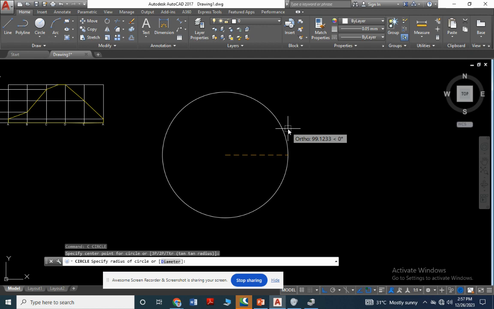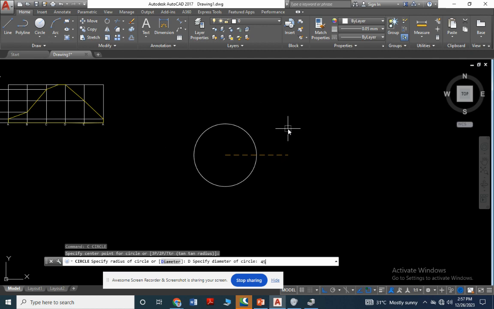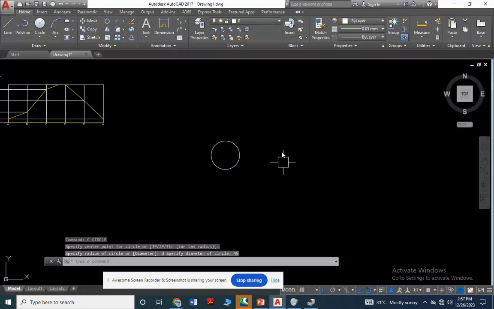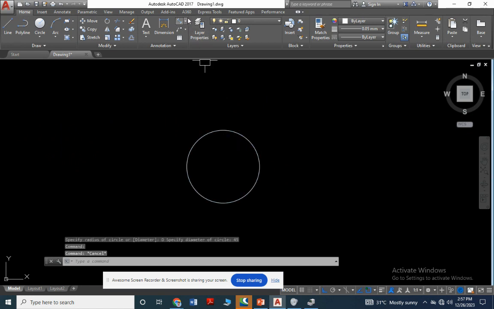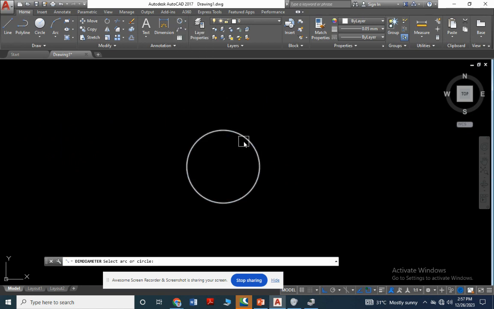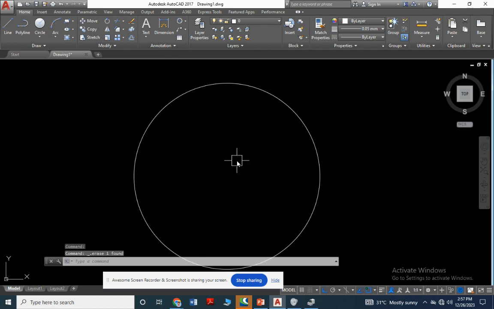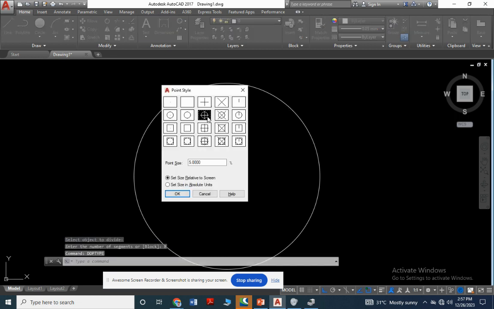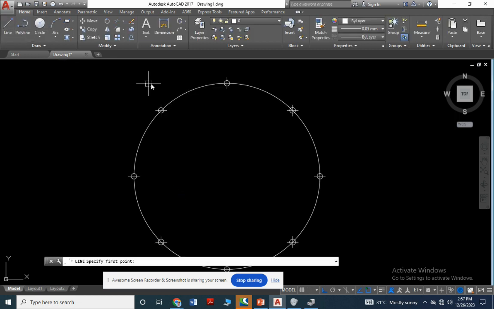Okay, now diameter 45. So if you want to measure the diameter, 45 mm, right? And divide the circle into 8 parts. For that the command is available: divide, enter, select the object, number of segments 8. Again, for marking, type DDP, select any commands.